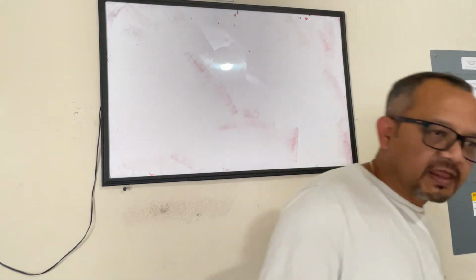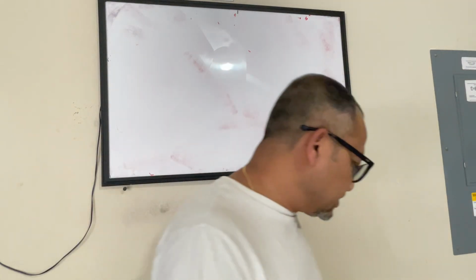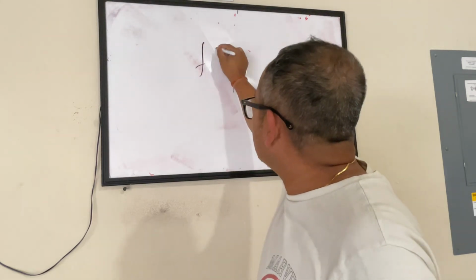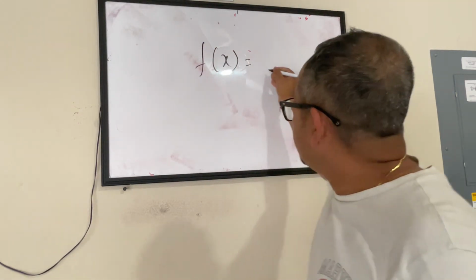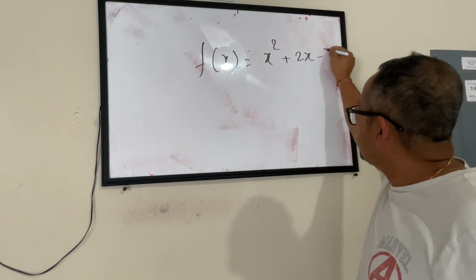So let's start with the first topic. Let's talk about the first two topics: evaluating functions and composite functions. Now, I am pretty sure most of you would be knowing about it. We'll just brush up the concepts and see if there's something new that we need to have explained. So when you say evaluating functions, let's say there is a function called f of x equals x squared plus 2x minus 7.